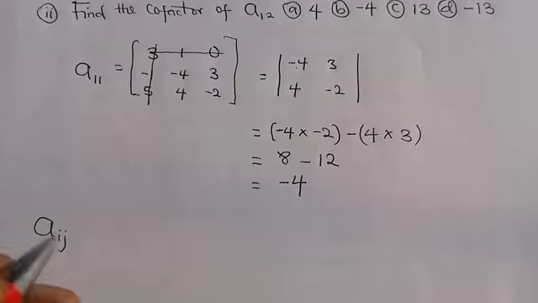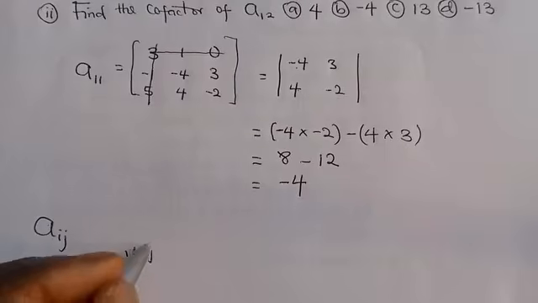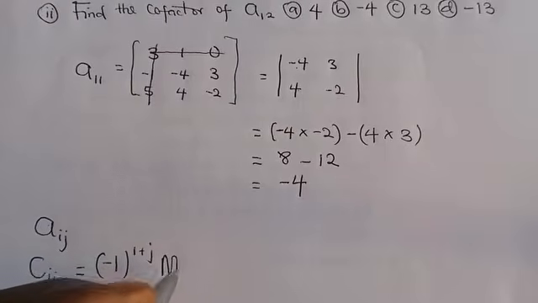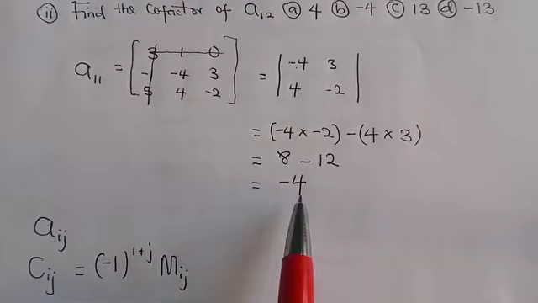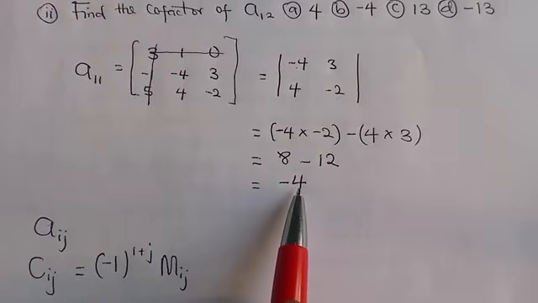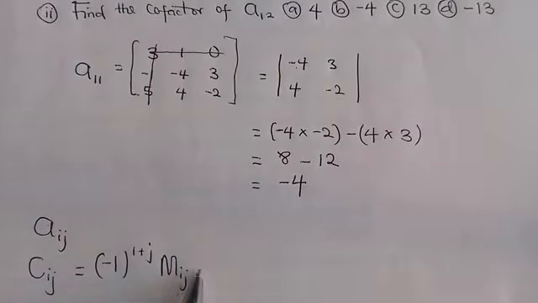So for you to find the cofactor of Aij, you are going to have Cij equal to minus 1 raised to the power of I plus j and multiplied by Mij. This is the minor. This minor is what we just found here for the A11 minor. So when you have the minor of a given matrix, you can now get the cofactor from it.